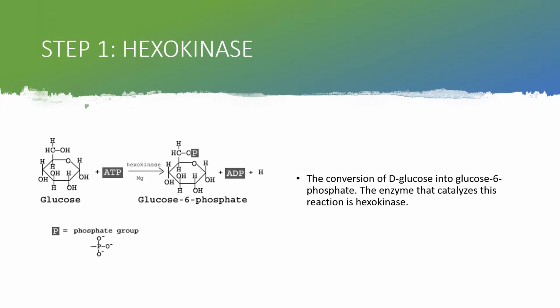The first step is the reaction catalyzed by enzyme hexokinase. In this step, glucose is converted into glucose 6-phosphate. The glucose molecule is phosphorylated, receiving a high energy level to become glucose 6-phosphate. The reaction is catalyzed by enzyme hexokinase.